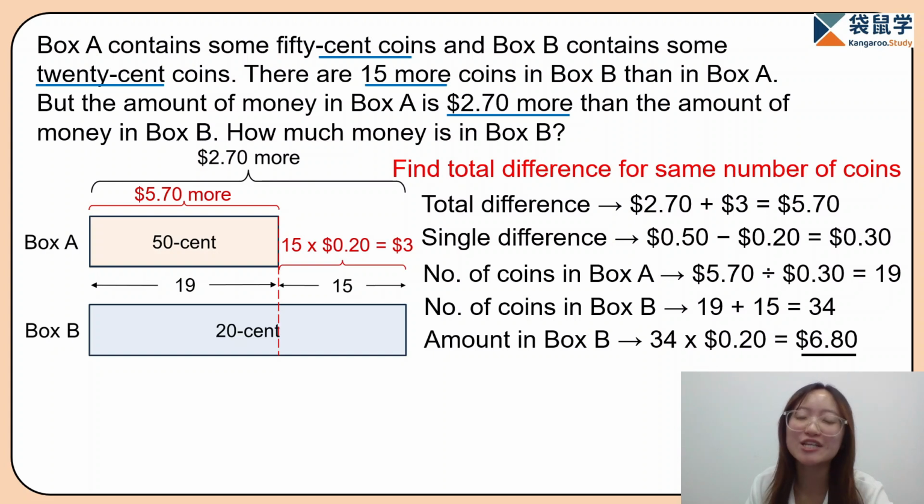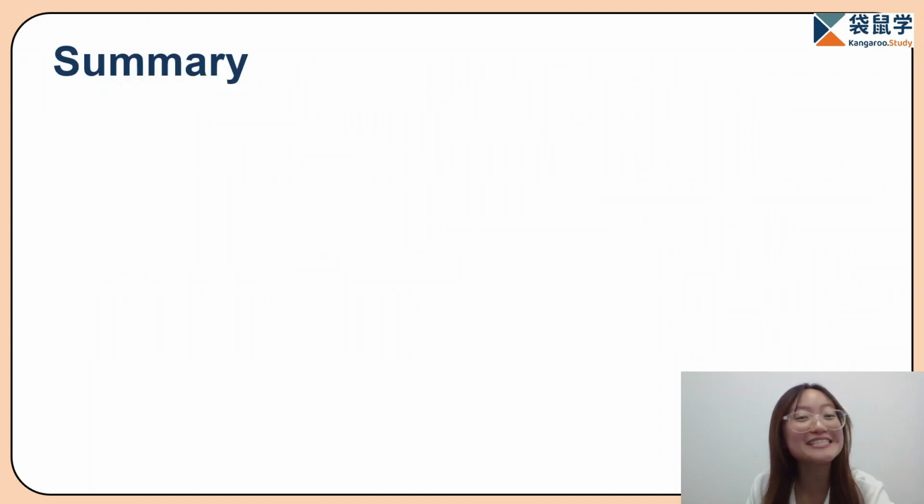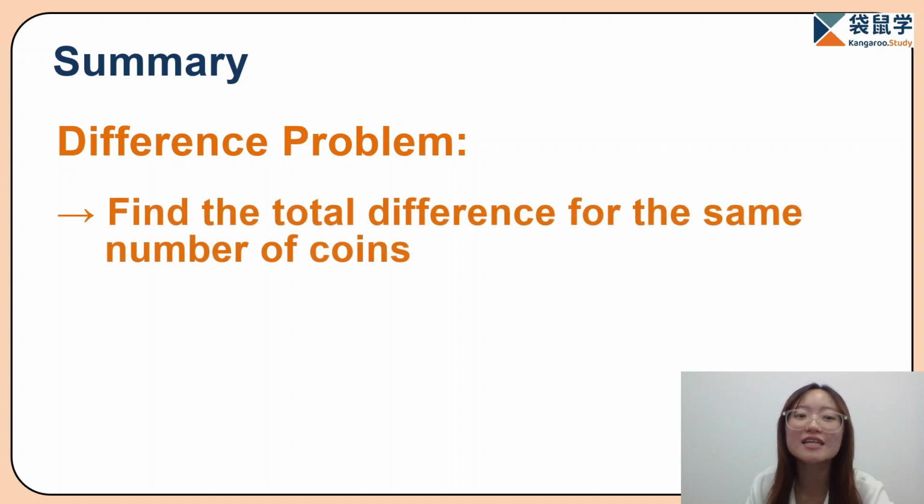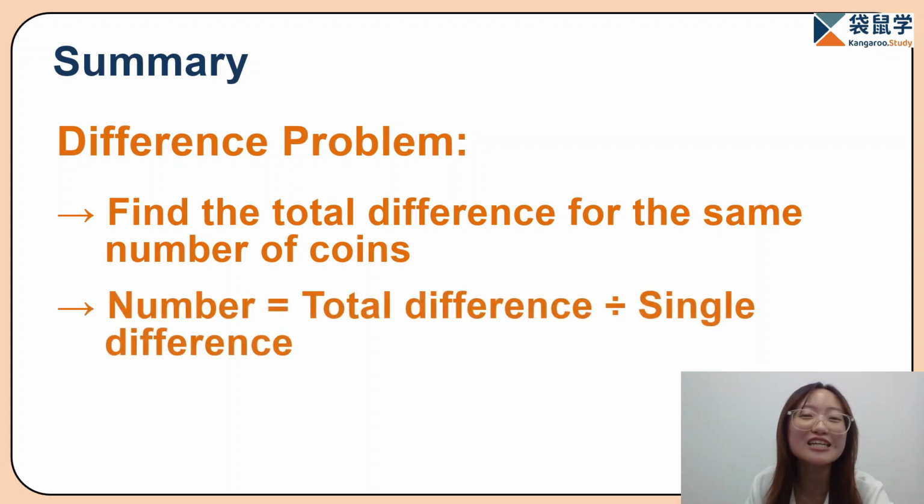Great, we have solved this question. So let's summarize. Firstly, this is a difference problem. And remember, the most important part was finding the total difference for the same number of coins. Then we will be able to apply the formula of total difference divided by single difference to get the number of coins. And with that, we have solved this question.